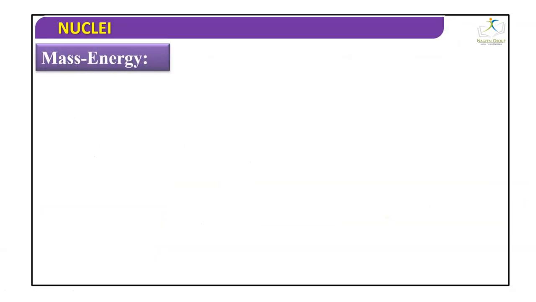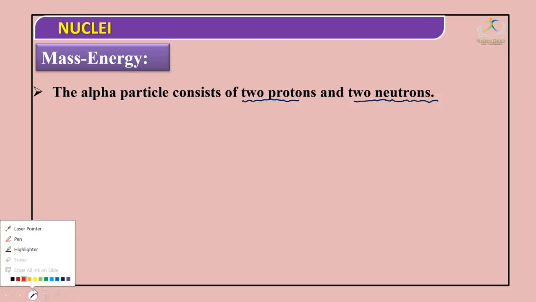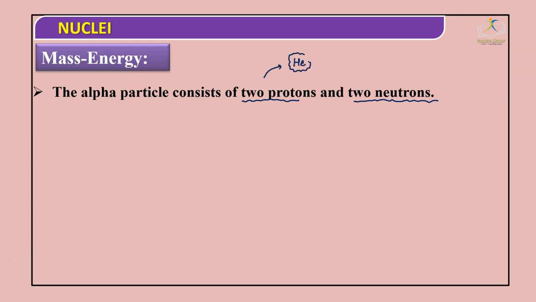The first topic is mass energy. As we know from the basics, an alpha particle consists of two protons and two neutrons. Now, what is the alpha particle? Alpha particle is a helium nucleus.